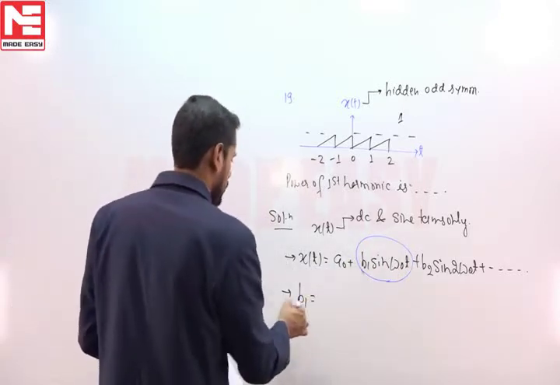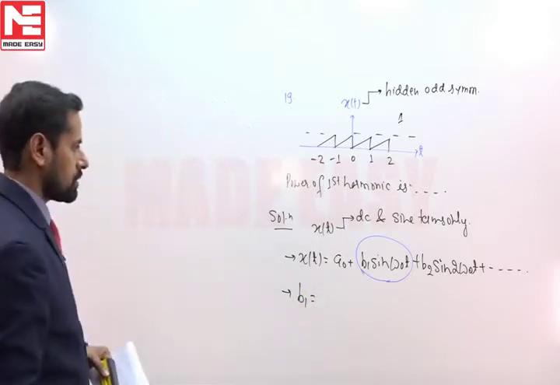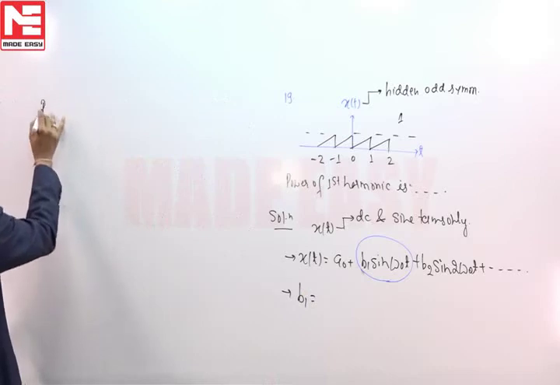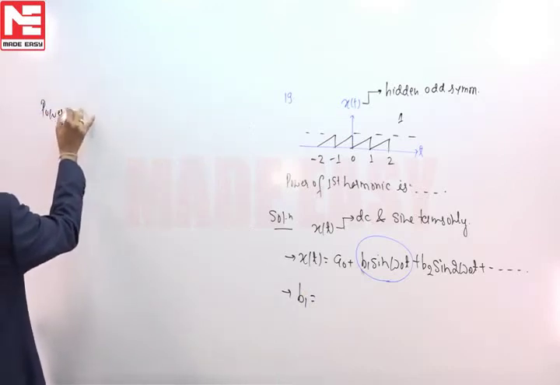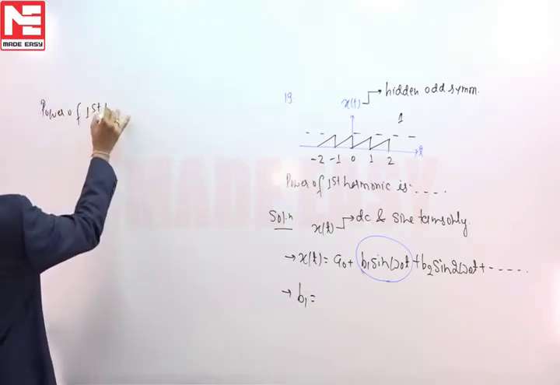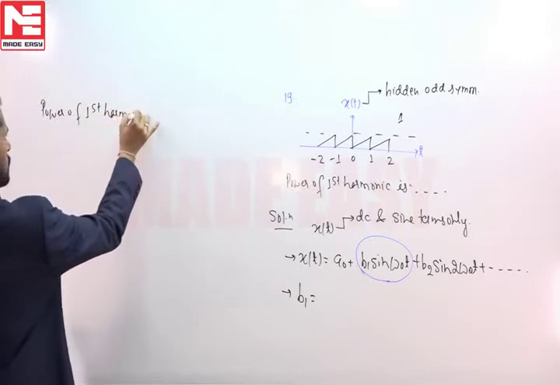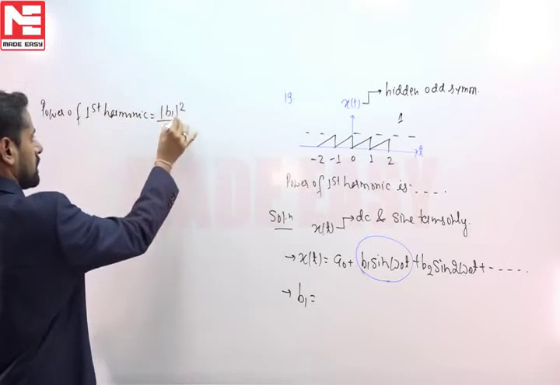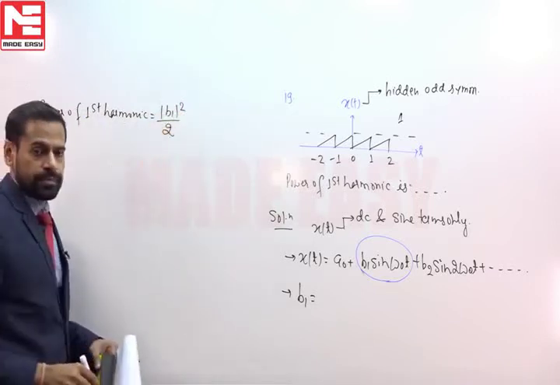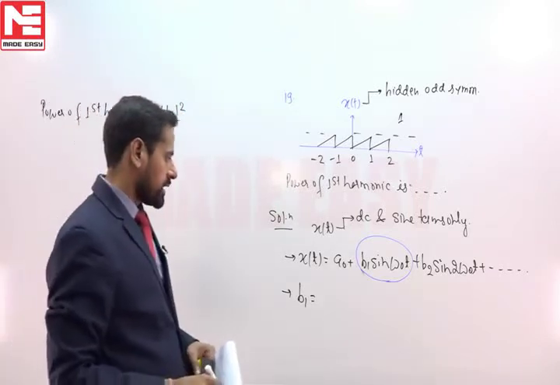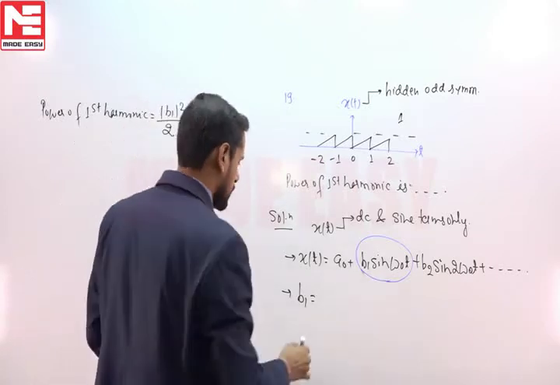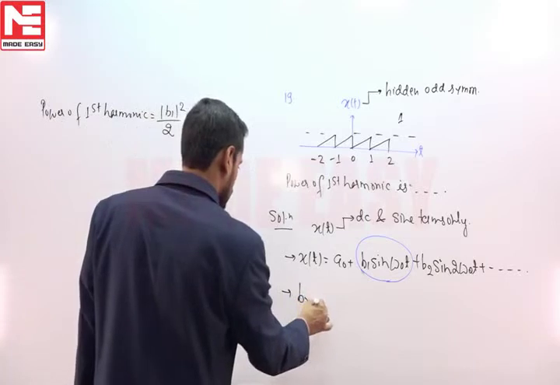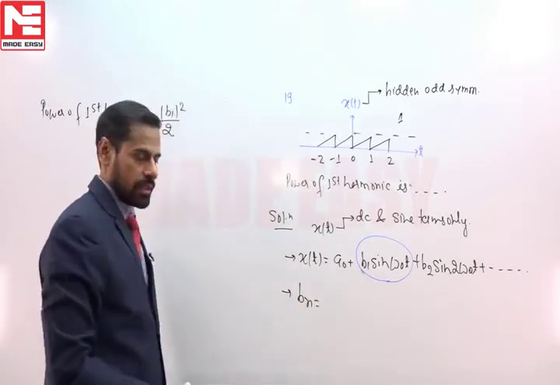So, first of all we have to calculate B1, because if we calculate B1, then the power of the first harmonic will be equal to mod B1 whole square divided by 2. So, to calculate B1, first of all we will write down the formula for Bn.